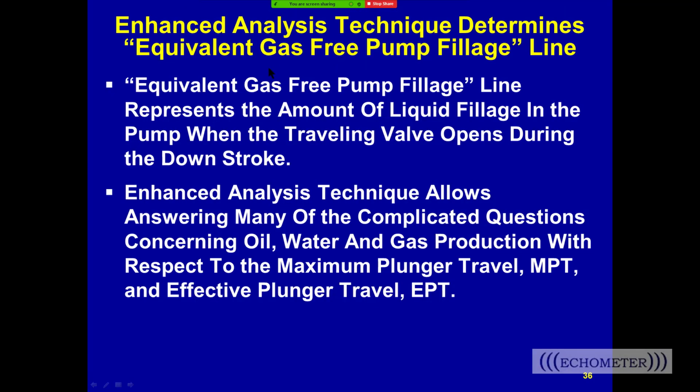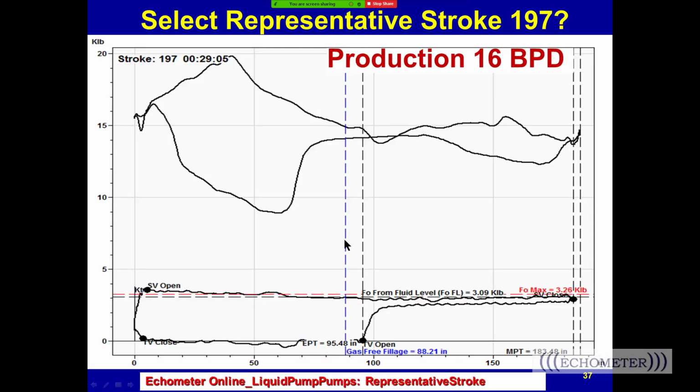So this equivalent gas rate pump fillage line, first of all, shows how much liquid is in the pump when the traveling valve opens. And it takes into account all those parameters that have an impact, so that you can calculate an adjusted pump displacement that is typically going to be less than the maximum plunger travel displacement or the effective plunger travel displacement.